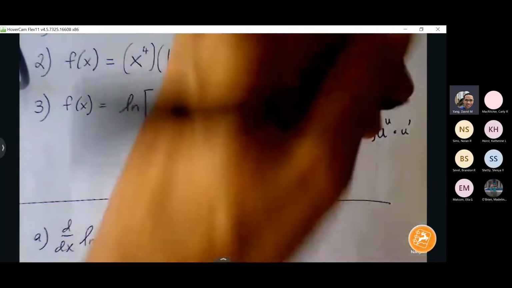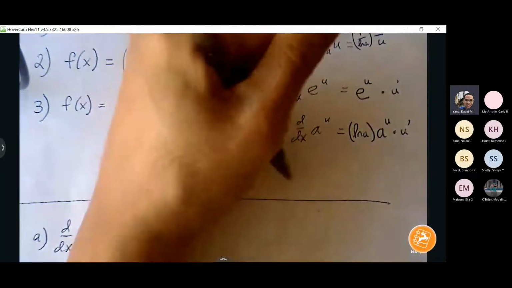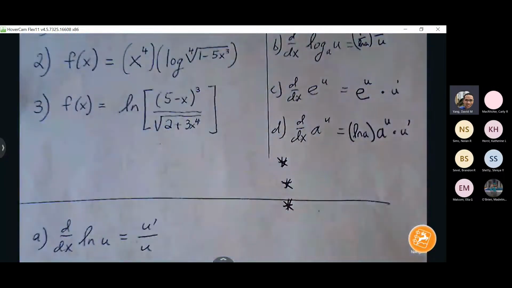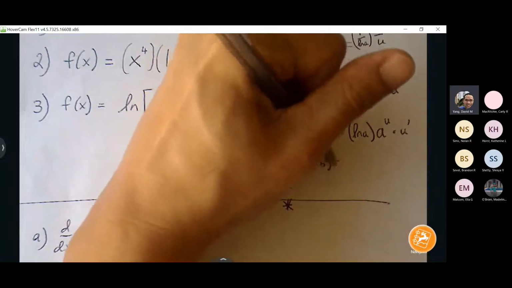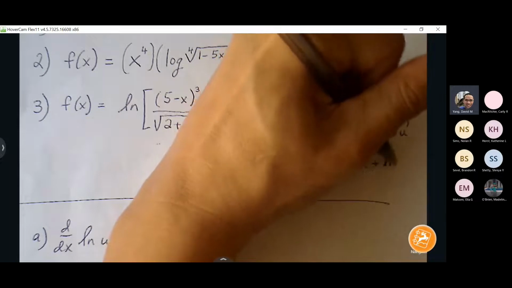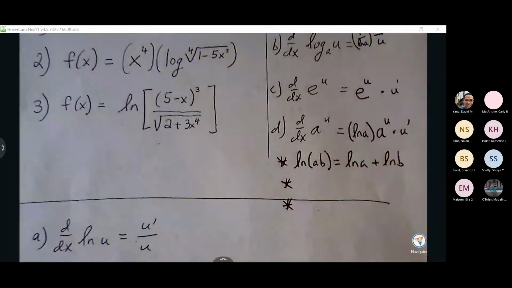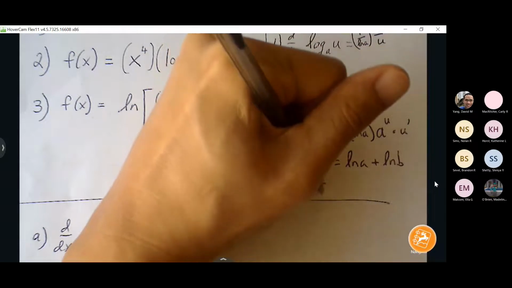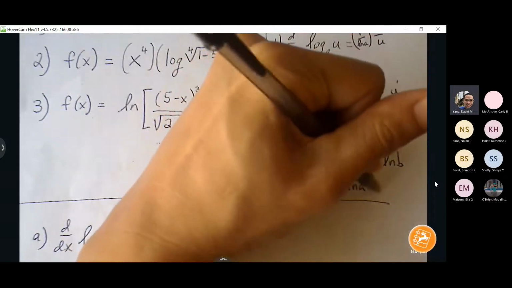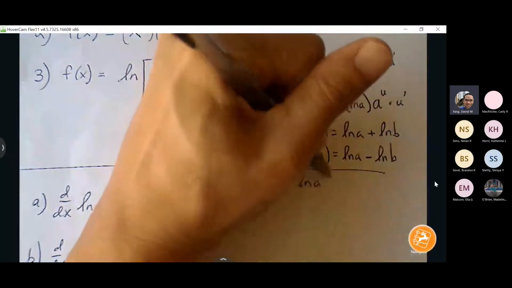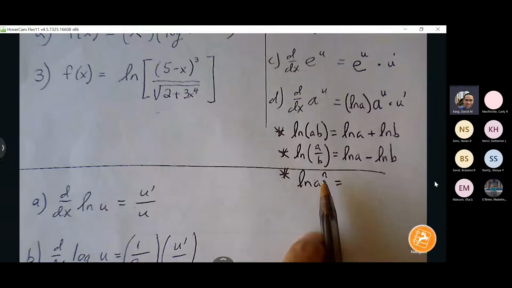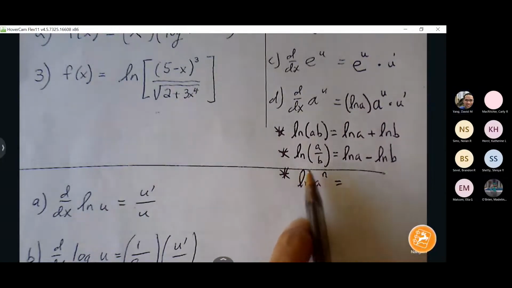It's also good to know log properties. So 3 properties that we use a lot. Anytime we see a messy log or natural log expression, we can use product property. Natural log of AB can be expanded into natural log of A plus natural log of B. Natural log of A over B can be expanded into natural log of A minus natural log of B. And finally, if I have natural log of A to the n, that exponent sitting in your natural log expression can be nicely moved to the front without changing the overall value.